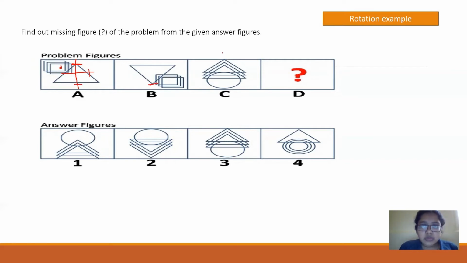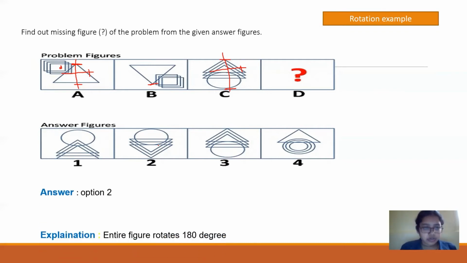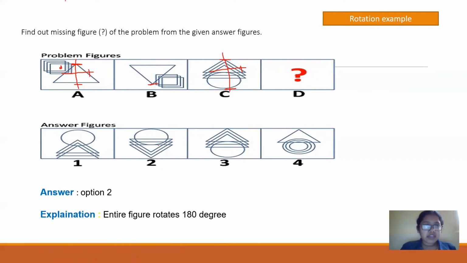Similarly, we will do this for this figure as well. It's over here, then it should come over here and then here. So let's see where the cap is for this. So option 2 should be the correct one. Let's see. Option 2 is the correct figure. In short, the entire figure rotates by 180 degrees.